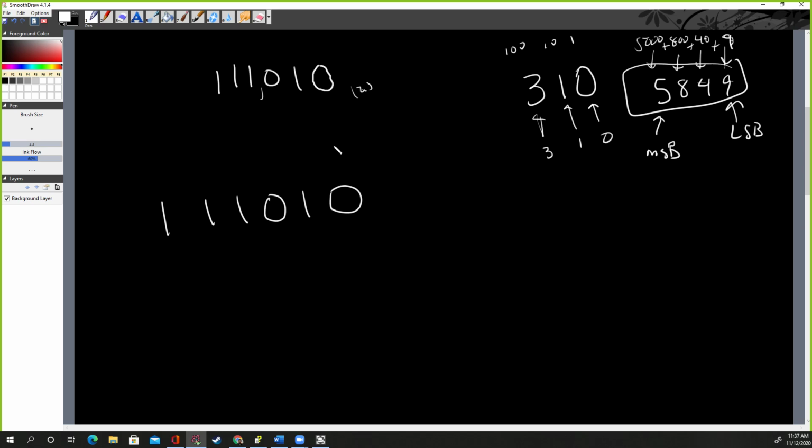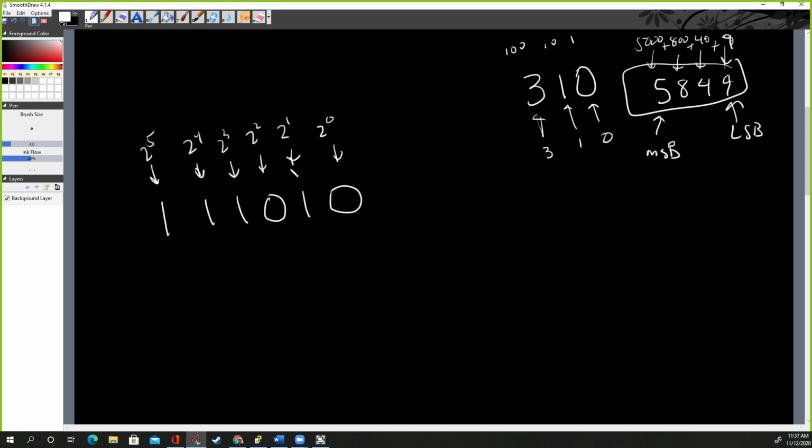Same thing here, except with 111010, these are worth 2. Let me erase this up here, by the way. I need a little room here. So these are worth 2 to the 0 power. This digit is worth 2 to the first power. This digit is worth 2 to the second power. This digit is 2 to the third, 2 to the fourth, and this one's worth 2 to the fifth power, and so on and so forth.